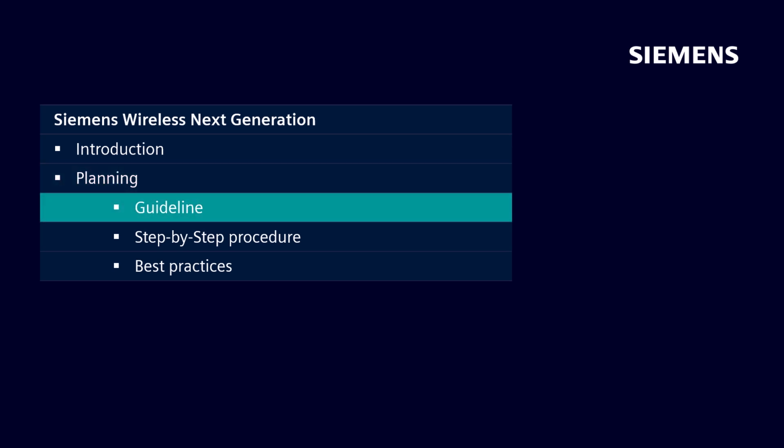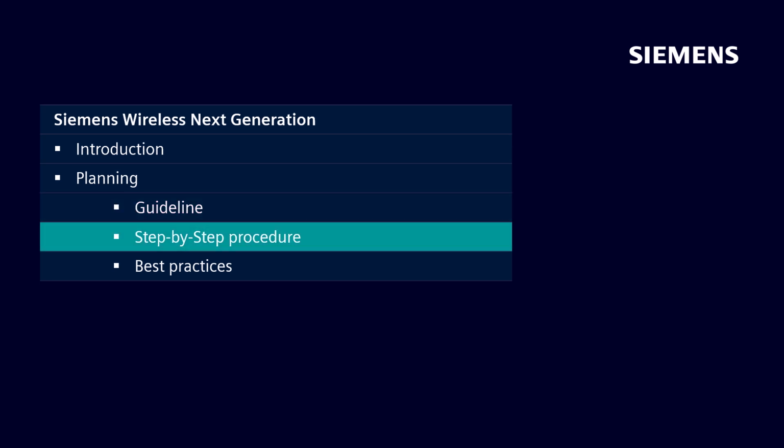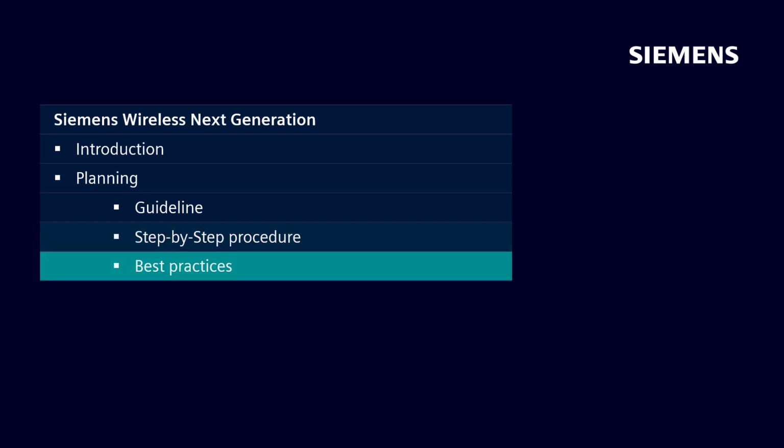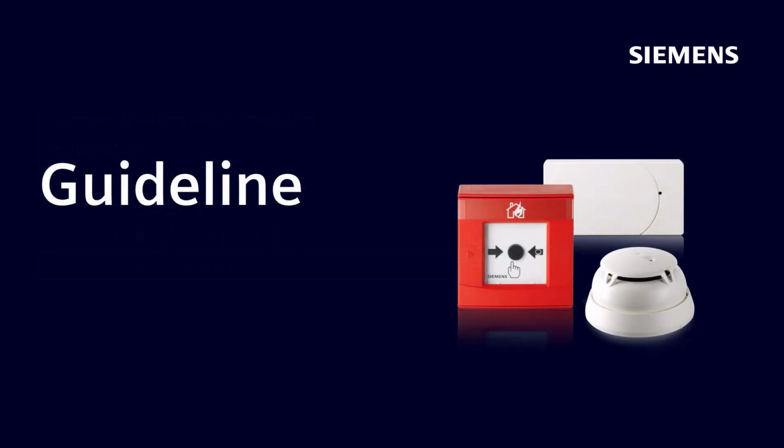We will begin with some general information, including key planning rules and technical specifications. Then, we will walk you through the step-by-step planning process, showing how to design the wireless system effectively. Finally, we'll wrap up with strategies to optimize your planning, along with key tips for ensuring an efficient and reliable SWING system. Now let's take a look at what you need to know before you start planning a wireless system.